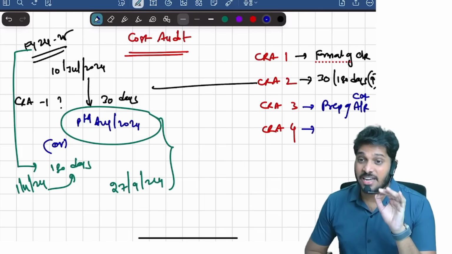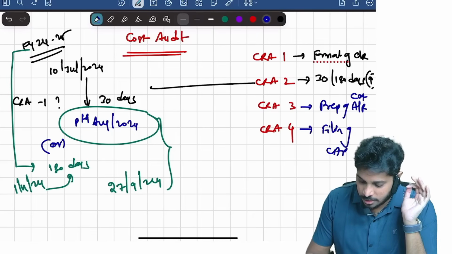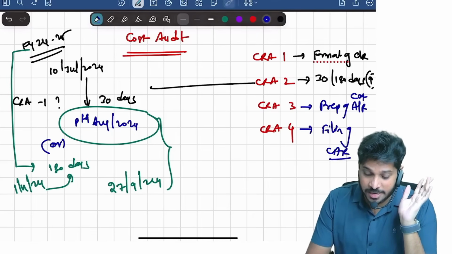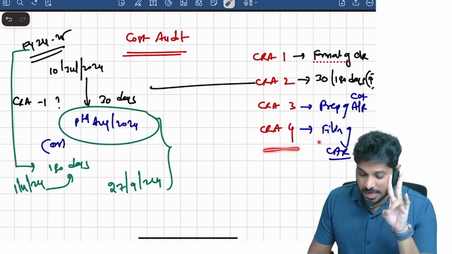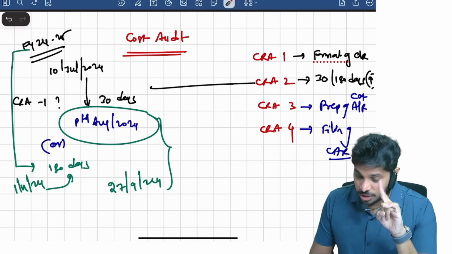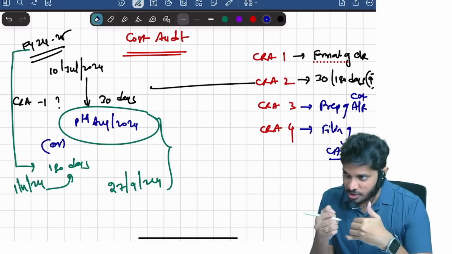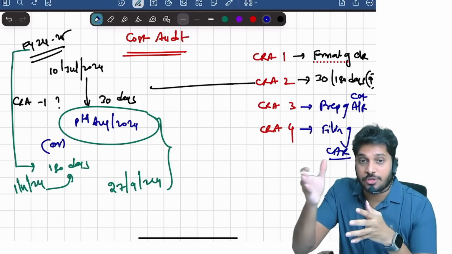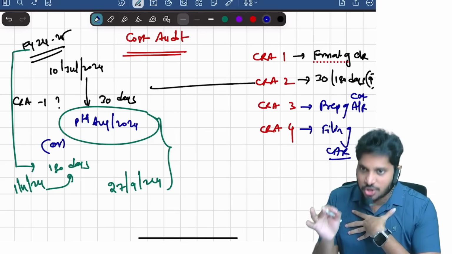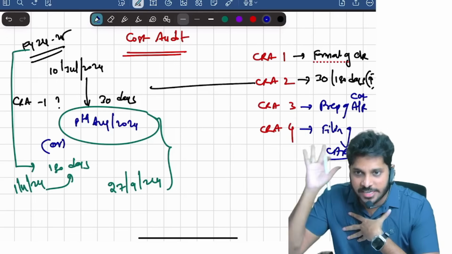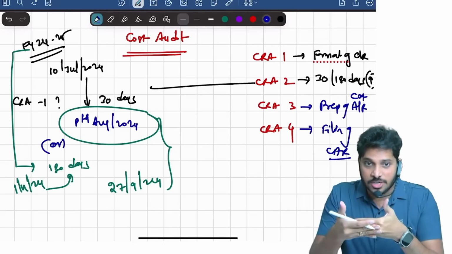Now, CRA4 is what? Filing of the cost audit report. Be careful. CRA3 is preparation of the cost audit report. CRA4 is filing of the cost audit report. You know what we do? Once we prepare the cost audit report, we hand it over to the board of directors of the company. Once the cost auditor prepares the cost audit report, he will hand it over to the board of directors.